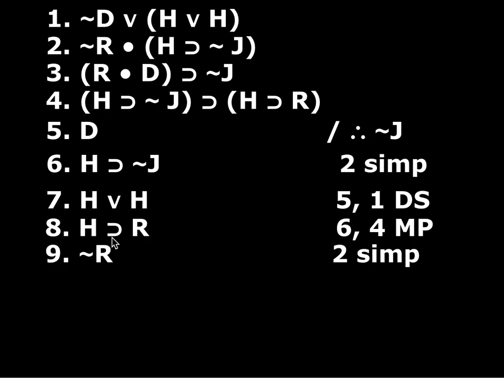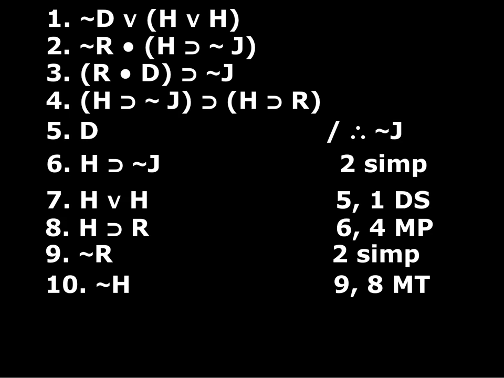And now I can do modus tollens, right? I have a conditional. I have the negation of the consequent. I can infer the negation of the antecedent. Now what? Well, there's a number of things we could do here, maybe.